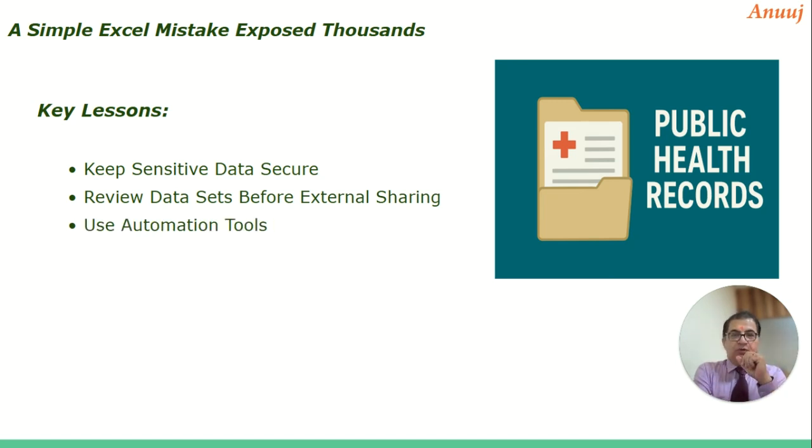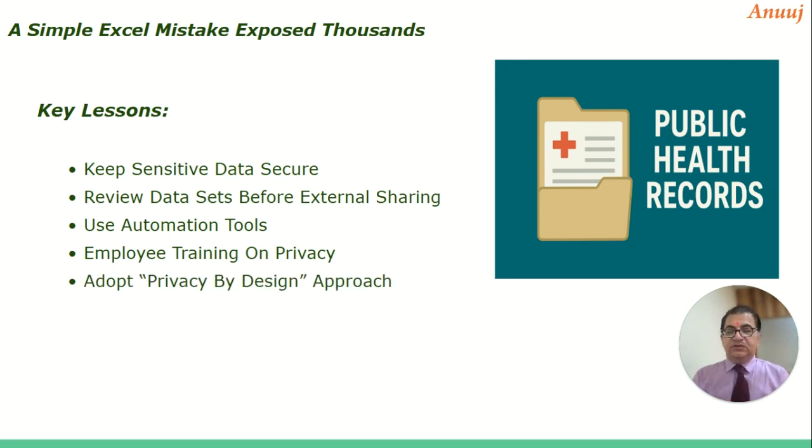Then of course you should use automation tools, tools that can detect that there are PIIs and hold you there: okay, wait, there's a name column here, there's a phone number column here, it should not be made public. Employee training is the most important aspect of privacy or of any of the things that you want to implement. Your employees who are handling the personal data, and we spoke about this in the last video also, need to be trained the most because they are the ones who are actually handling that personal data. They should have been more cautious, especially in this case where it was sensitive personal data, and you should adopt a privacy by design approach.